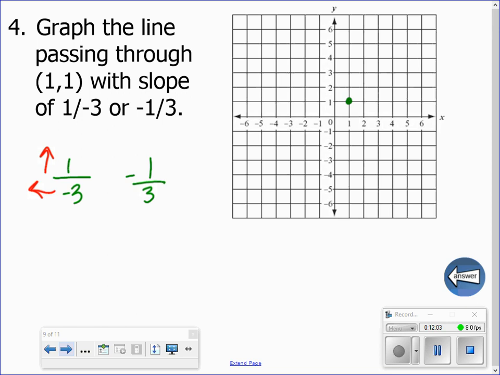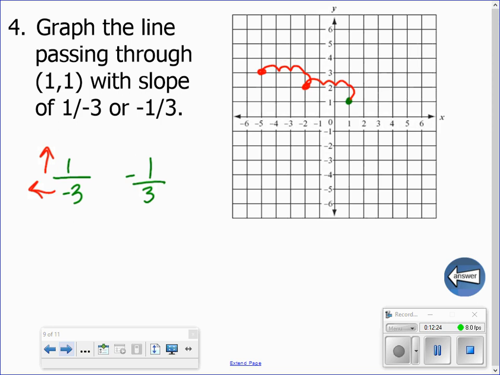If it's positive, we go up. If it's negative, we go down. The bottom number tells us to go left or right. If it's positive, we go right. If it's negative, we go left. So from 1, 1, I'm going to go up 1, and left 3. 1, 2, 3. Put a point. I can continue that pattern, so I can go up 1, left 3.